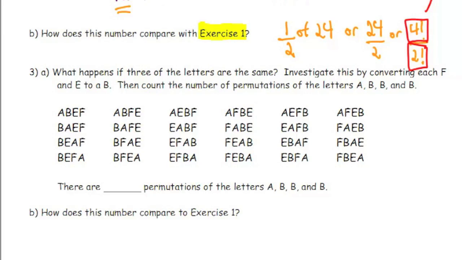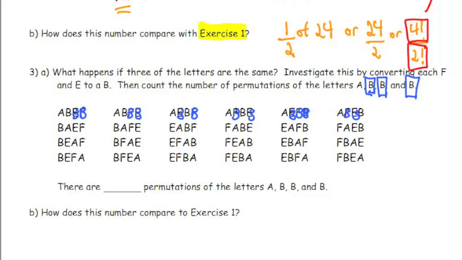Now all of a sudden we have, okay, forget having 2 similar letters. Let's go ahead and have 3 similar letters. And in this case, we're going to have nothing but B's and A's, but we're going to have 3 B's and 1 A. So if we take a look at our original list, all of a sudden all the F's and E's become B's.